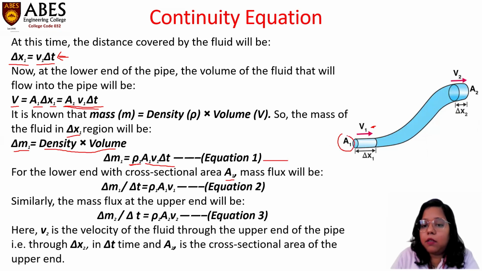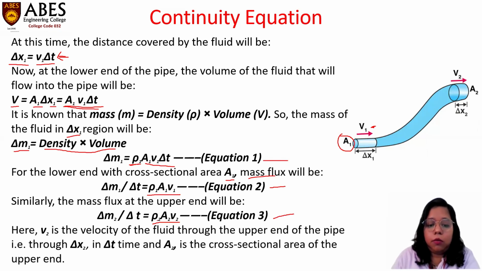For the lower end with cross-sectional area A1, when we calculate the mass flux, it is equal to delta m1 by delta t. So the mass flux is equal to rho 1 A1 v1 at the lower end. This is equation number 2. Similarly, for the upper end, the mass flux will be rho 2 A2 v2. This is equation number 3.